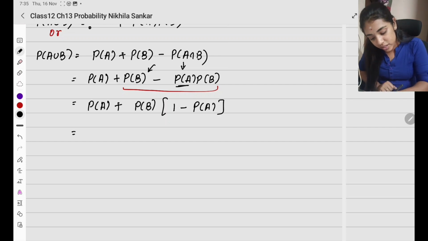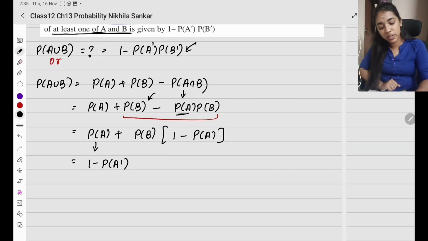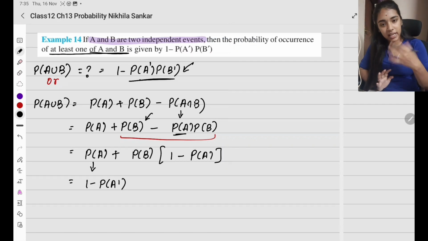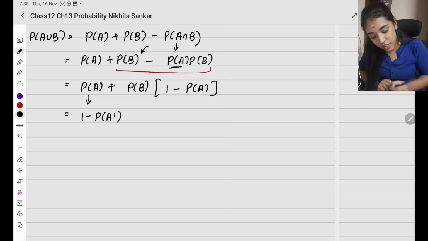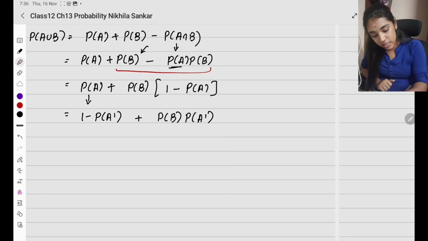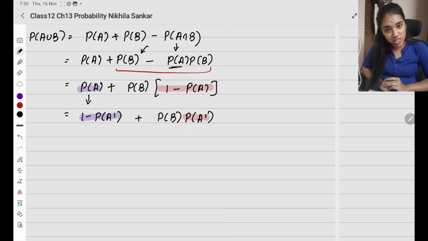Now, what do I have here? This P of A, I'm going to write it as 1 minus P of A dash. Why am I doing this? I need P of A dash and B dash in my answer. That is why I changed A and B into A dash. So this becomes 1 minus P of A dash plus I have P of B times 1 minus P of A, and it is going to be P of A dash. So this 1 minus P of A becomes this, and this P of A becomes 1 minus P of A dash. A dash terms.